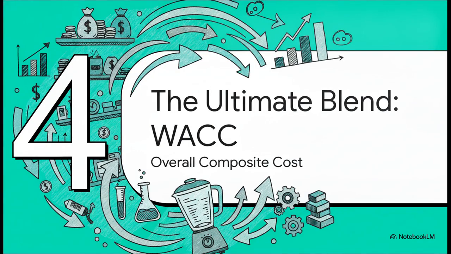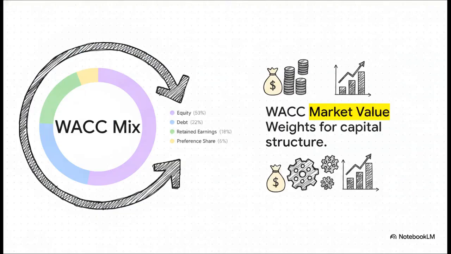Which brings us to Section 4, the ultimate blend, the weighted average cost of capital, or WACC. Very rarely does a company rely on just one type of funding. They almost always use a mix. And notice here how we base the mix on current market value, rather than outdated historical book values. In this example firm's capital structure, equity is doing the heavy lifting at 53.3%. Debt makes up 22.5%, retained earnings sit at 17.8%, and preference shares are just a small slice over there at 6.5%.